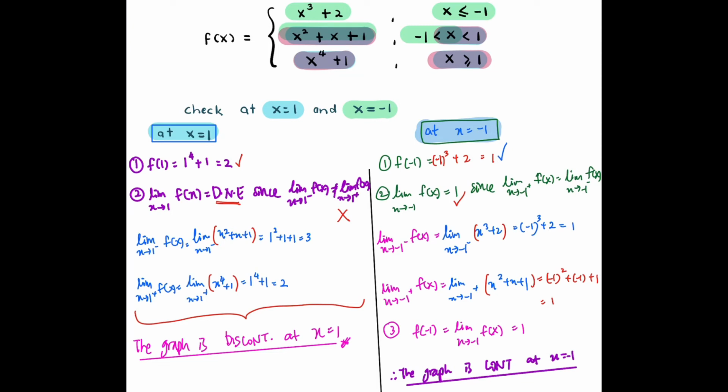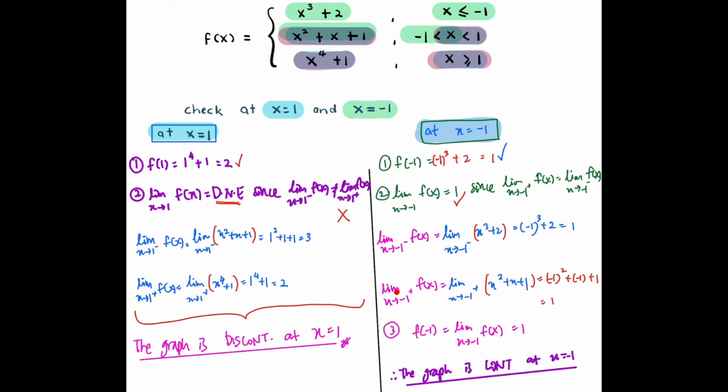Let's see the second condition. The limit of f(x) as x approaches -1. So let's see -1 from the left. This is this function here, the first one. Let's substitute this here. Then let's substitute your x as -1. So the answer here is 1.